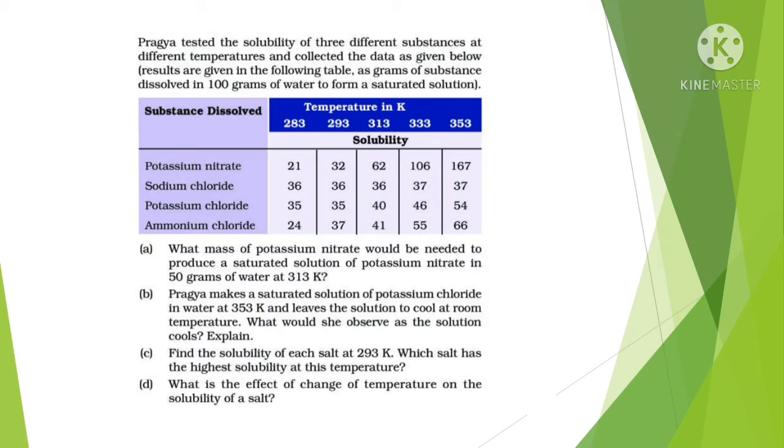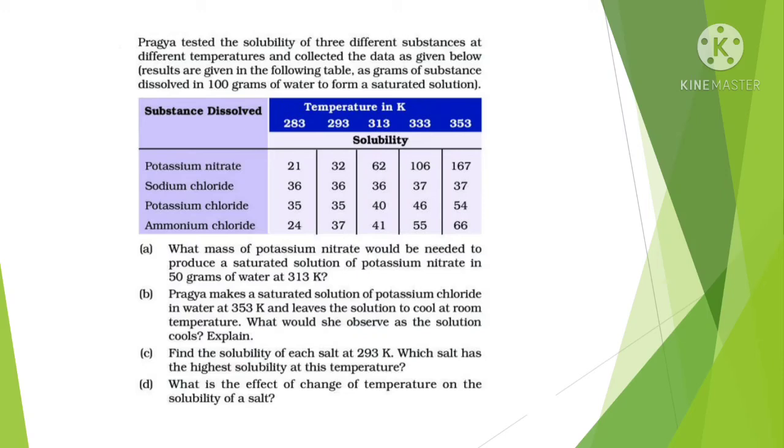Now the next part is, Pragya makes a saturated solution of potassium chloride in water at 353 Kelvin and leaves the solution to cool at room temperature. What would she observe as the solution cools? We have to explain it.